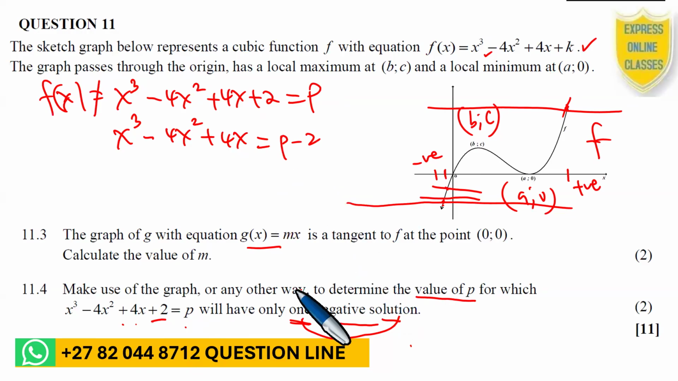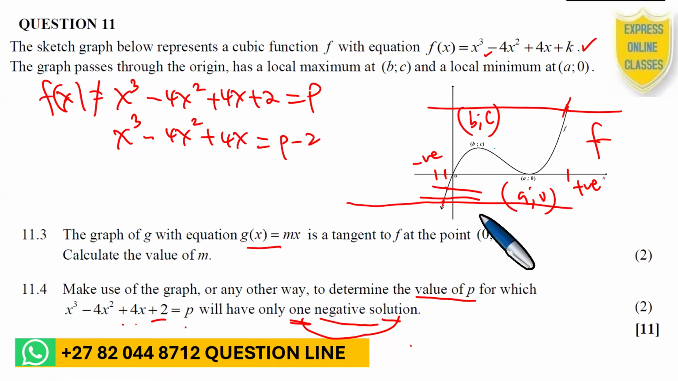Why do we move the 2 to the right? So that on the left we have the original function, because the original function does not have a constant term. The k is 0. They just put 2 there to throw you off a little bit. But you can move it to the other side so that you have the original function. And then we have two graphs to analyze.